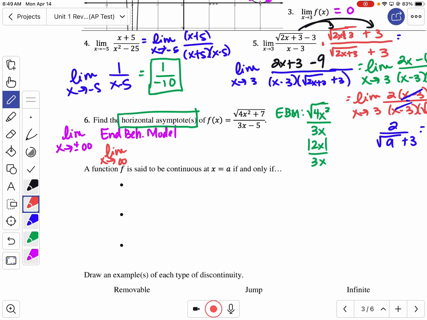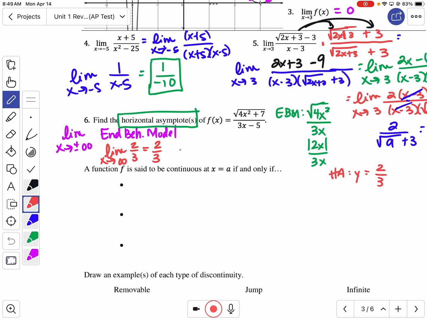So when we think about doing those two limits, if I take the limit as x approaches positive infinity, okay? This would be a positive 2x over a positive 3x. What would that reduce to? 2/3, okay? And the limit of a constant is that constant, so that's a horizontal asymptote, okay? So I'd have a horizontal asymptote at y equals 2/3, right?